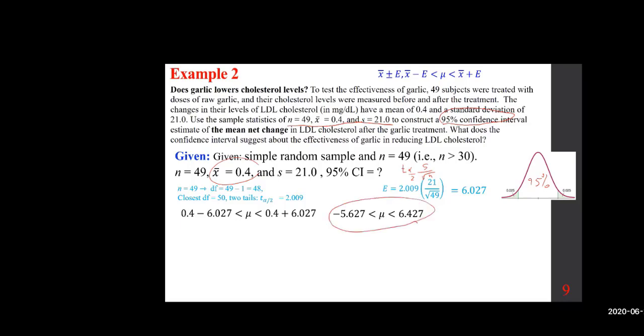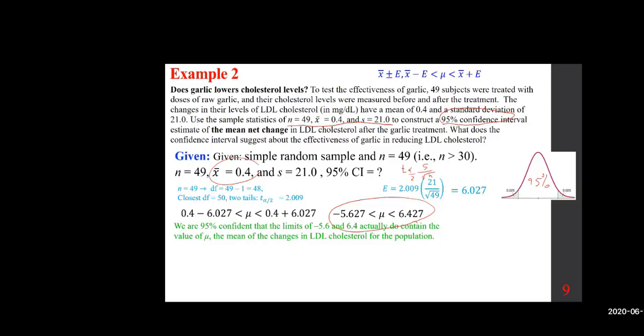So what? Now we got the confidence interval. What does it mean? Do we understand what that means? And that is extremely important, understanding what we are doing. So first, as far as the concept of a confidence interval, we are 95% confident that this interval contains the true mean. So we are 95% confident that the limits of negative 5.6 and 6.4 actually do contain the mean of the changes in LDL cholesterol for the population.